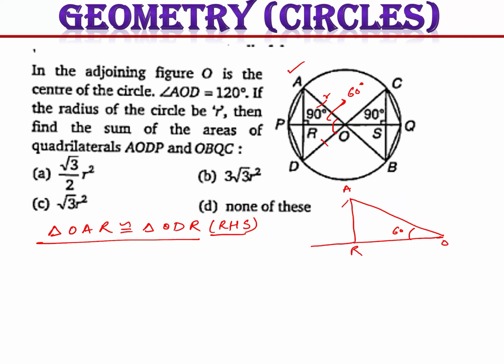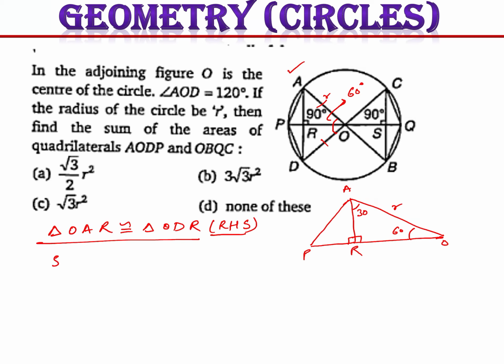Let me make the other side also. This is P. Now this is the radius R, and here you have a right angle. So let me find the area of this triangle. Let me find OR and AR by applying trigonometry. This angle is of measure 30 degrees. I will apply sin theta and will find the value of OR and AR.